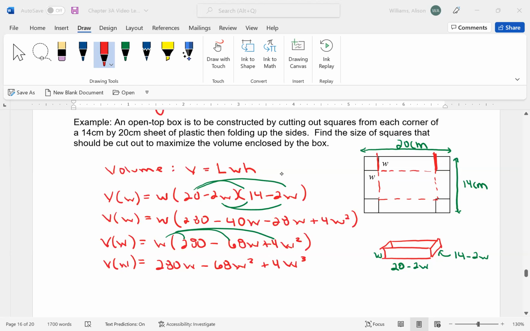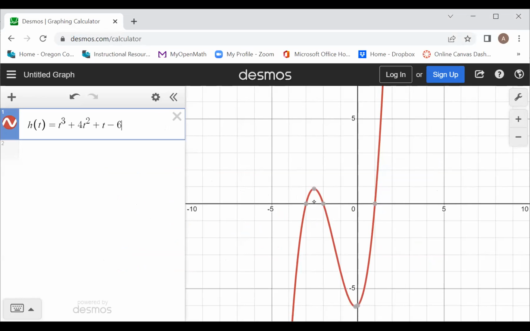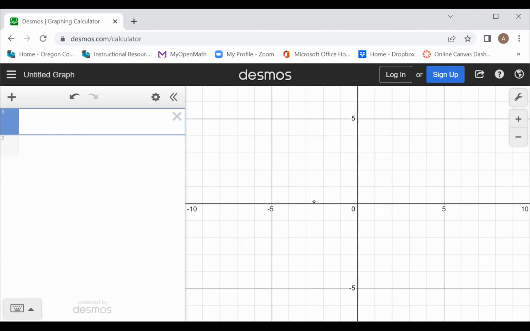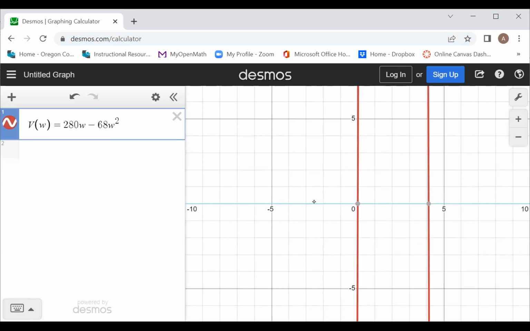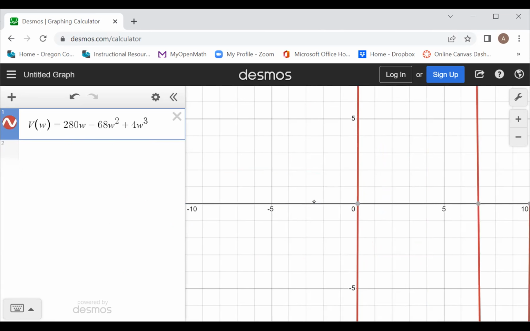Let me attach my keyboard to make my life a little bit easier. I have the equation I graphed way earlier in another video. V of W equals 280W minus 68W squared plus 4W cubed. Wow, it's so big I can't even see the graph. That's all right, I can zoom out.